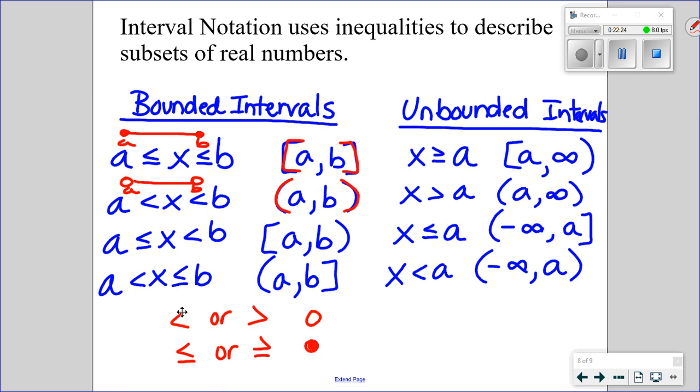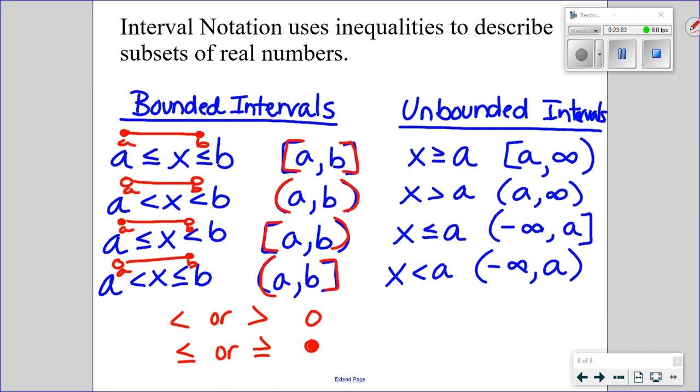All right, our next inequality is a is less than or equal to x and x is less than b. So in this case, we use a closed circle on a and an open circle on b. So in interval notation, we would use a bracket on the a and parentheses on the b. Okay, and then our next inequality is a is less than x and x is less than or equal to b. So that would be an open circle on a and a closed circle on b, meaning in interval notation, we would use parentheses on a and then a bracket on b.